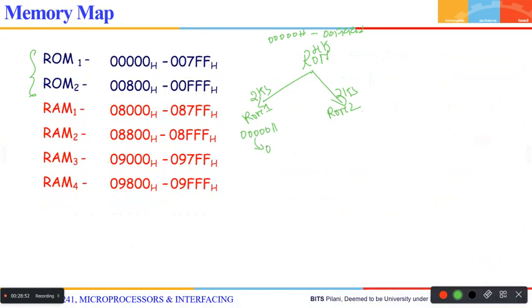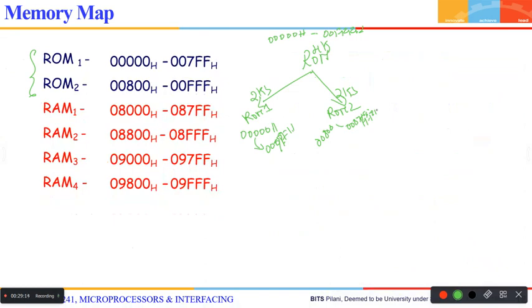2KB, right? 007FFH. Okay, what is the range of this? Plus 1. 008002... 0087FF, like this. Yeah, 008002 00FF.